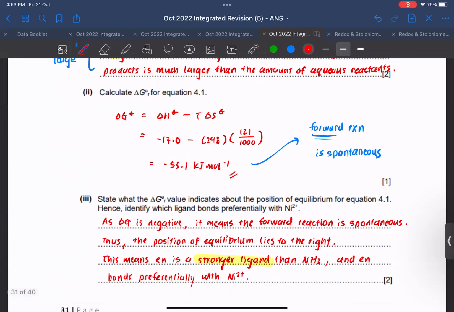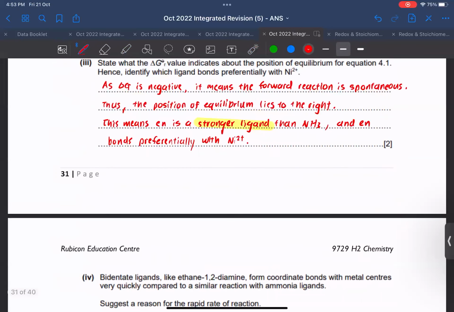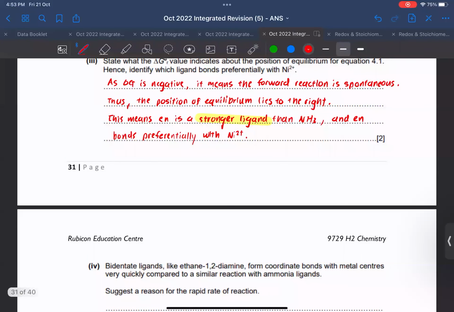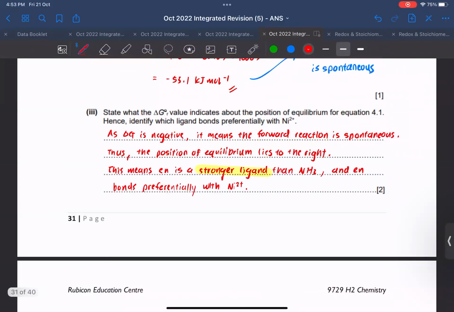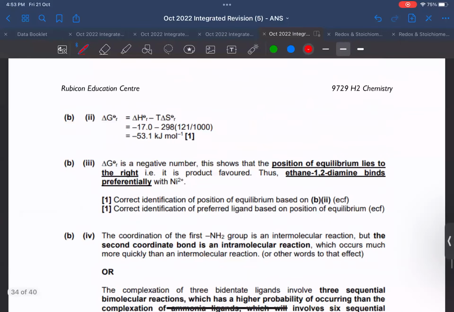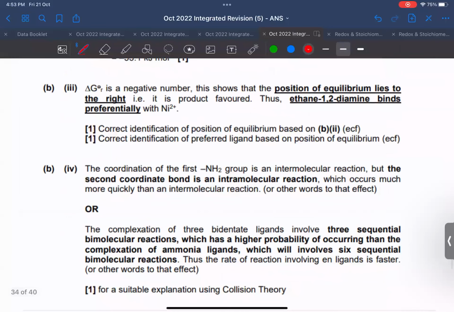Now I will talk about the last part, part 4. Part 4 is a bit weird, because it's one of those questions where it's not worth your time to get that 1 mark. It's really not worth your time in exam. But if you really want to give it a go, then it's up to you. Let me just flash the answer key to you guys for part 4. They are saying, why is a bidentate ligand faster than a monodentate ligand? You have never learned something like this before. That's why it's a suggest question.